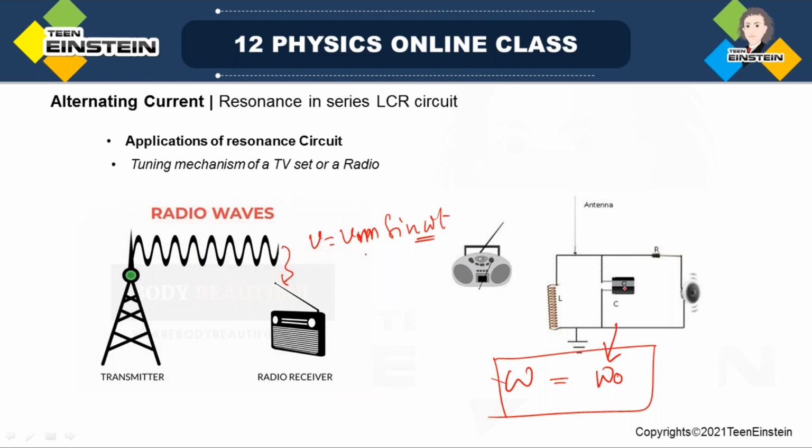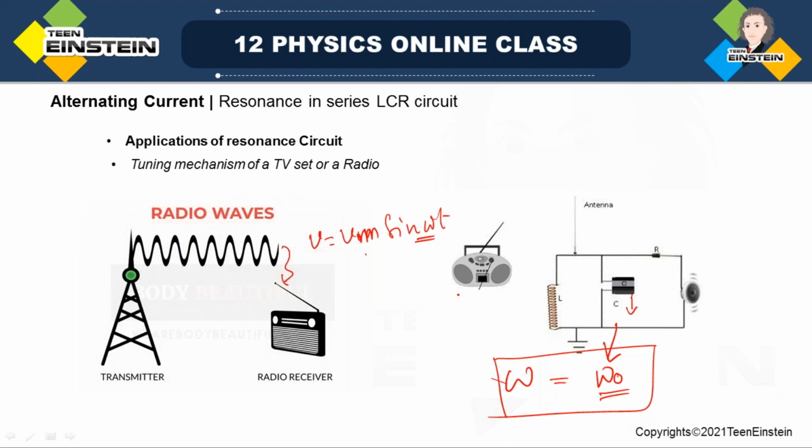Just by rotating the knob, we change the capacitance. We vary the capacitance, and because of that the natural frequency of oscillation also changes. By adjusting the value of this capacitance, we can come to a particular frequency where the radio signal frequency and the natural frequency of oscillation of the LCR circuit present in the radio will be almost equal. At that time, a particular radio frequency will be amplified in our radio, and we can listen very clearly to the radio station.